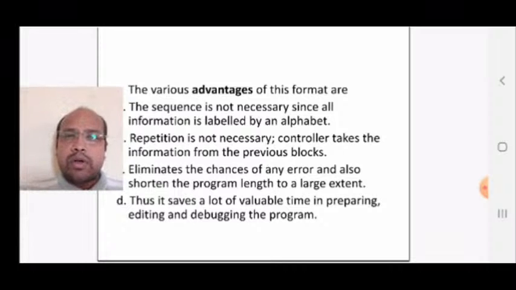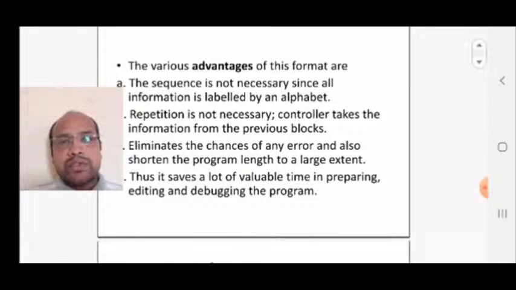The sequence is not necessary since all information is labeled by an alphabet. Repetition is not necessary. The controller takes the information from previous blocks. In a part program, blocks are called lines of the program, line numbers of the program. Word address format eliminates the chances of error. Also, it shortens the program length to a large extent. Thus, it saves a lot of valuable time in preparing, editing and debugging the program.